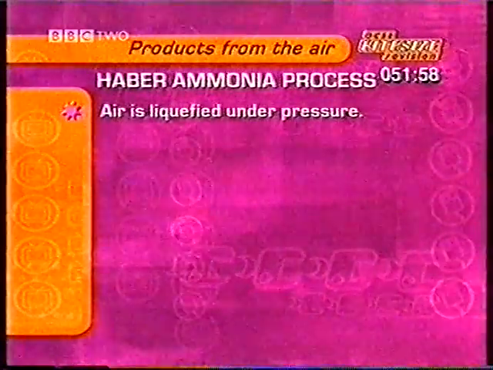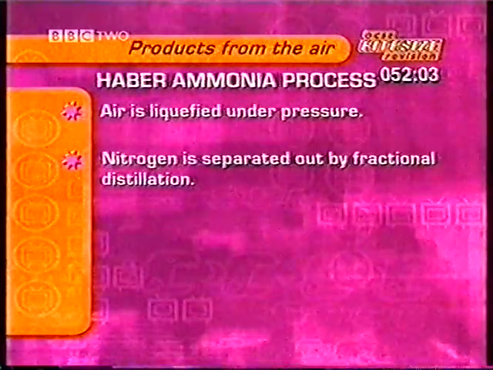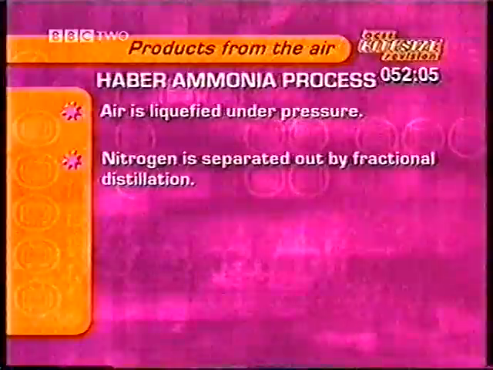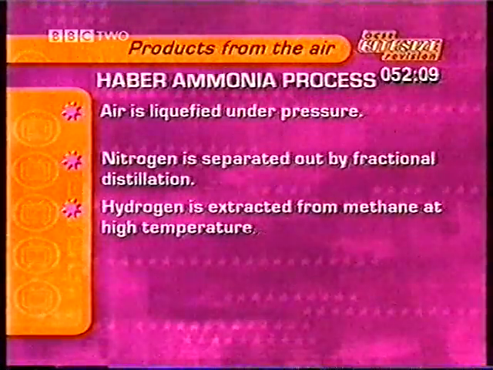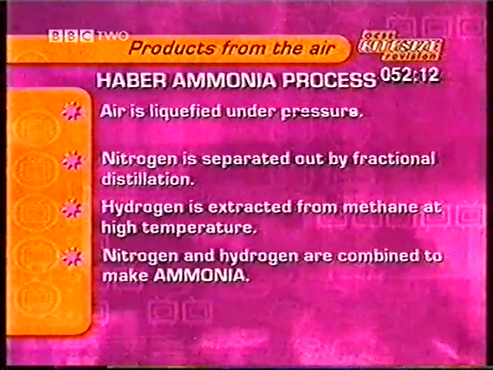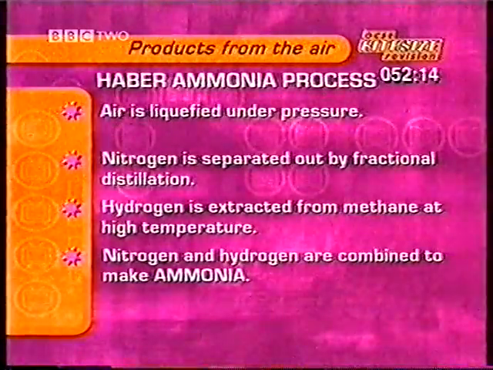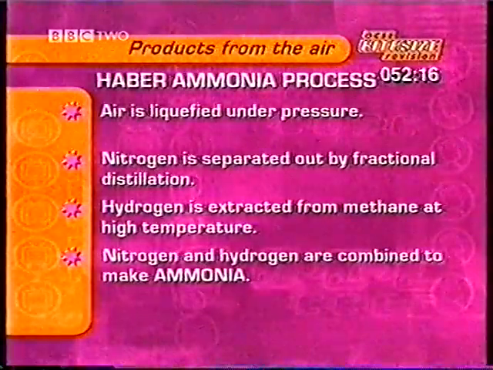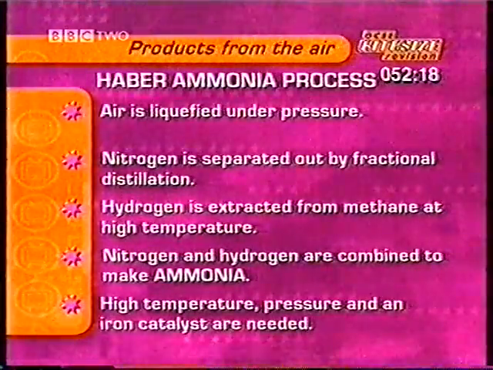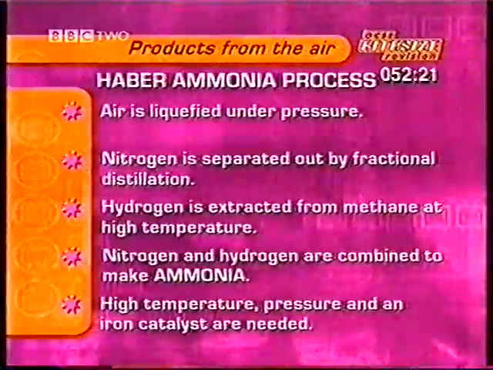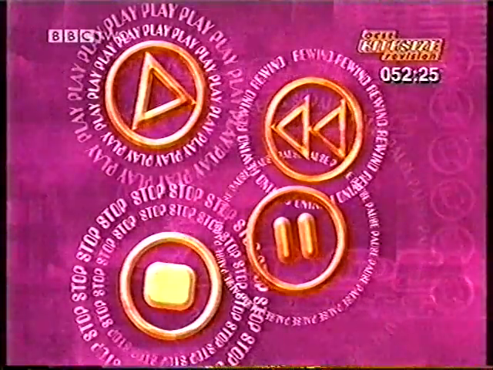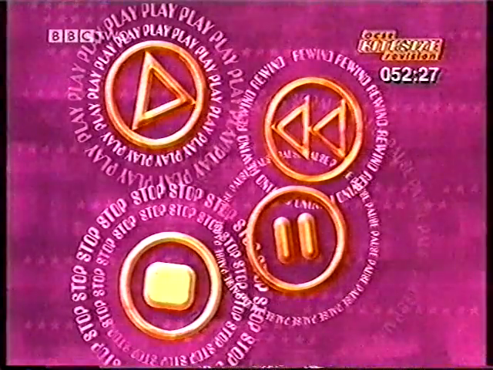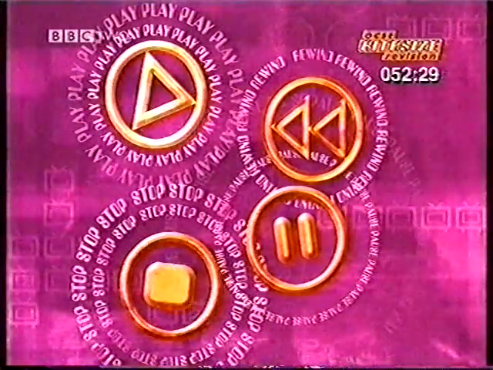So, to make ammonia from the air by the Haber process, air is first liquefied under pressure and the nitrogen separated out by fractional distillation. Hydrogen is extracted from methane at high temperature. The nitrogen and hydrogen are combined to make ammonia. This is done at high temperature and pressure with an iron catalyst. That's the end of the section on extracting useful products from air.